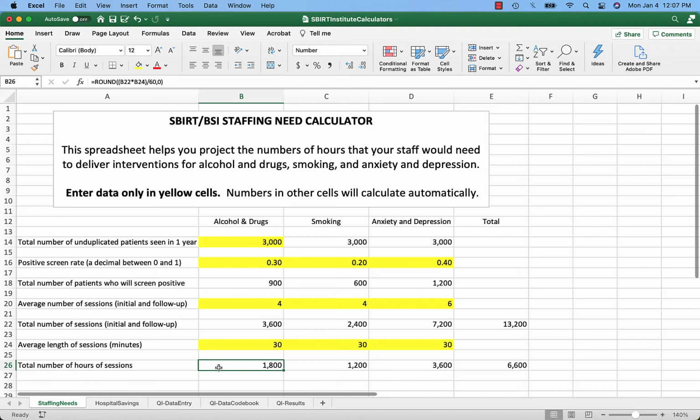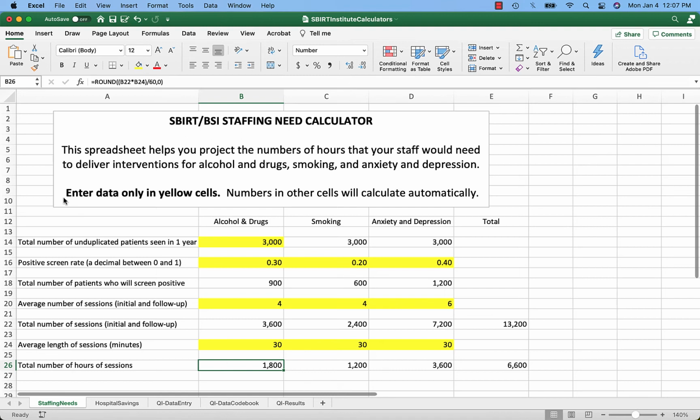prevalence of unhealthy drinking and drug use, it would take about 1,800 hours a year, about the equivalent of 1 full-time staff member. To address smoking, anxiety, and depression as well, given the assumptions we made, you'd need 6,600 hours of intervention time, more than 3 full-time staff.